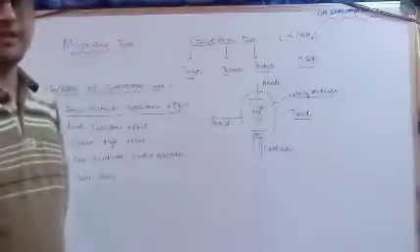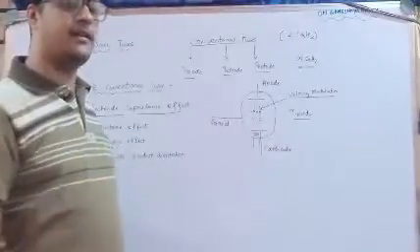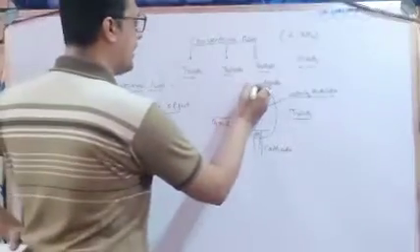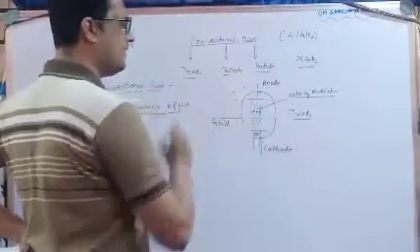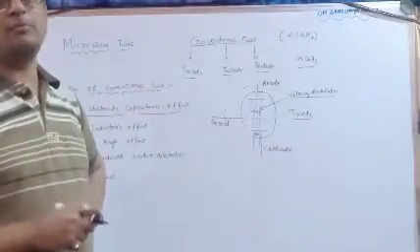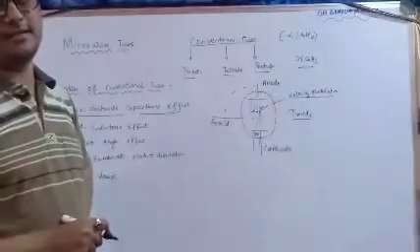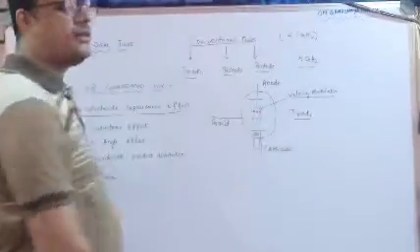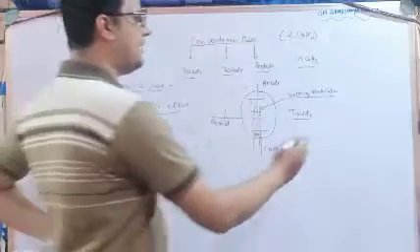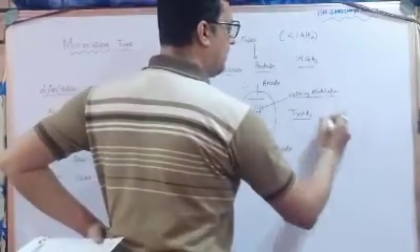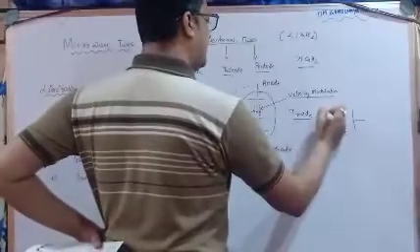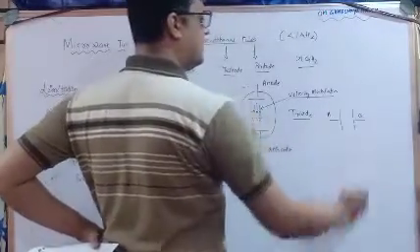Inter-electrode capacitance means, since there are three terminals, you can consider three plates. Suppose this anode and this grid, these two are the plates, and between those two plates a certain dielectric material is available. So if there are two plates with a dielectric, I can consider it a parallel plate capacitance. Okay, so first I will consider this is anode and this is grid.